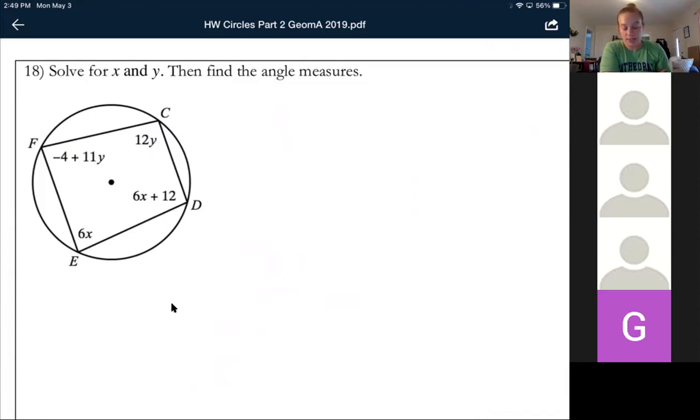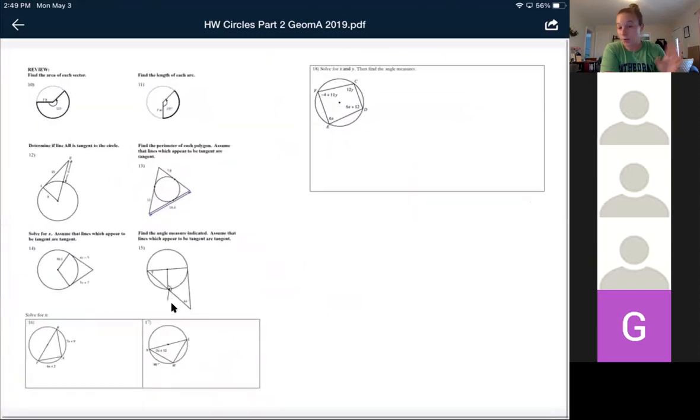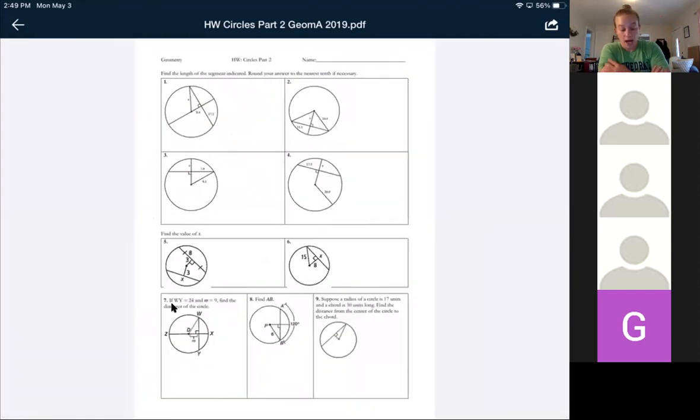Again, I'm going to have to do systems with this guy, but you are required to do everything up to 17. So 1 through 17, you must have done. You need to have that turned in by Wednesday. And then we'll do the last part together and we're going to review on Wednesday.